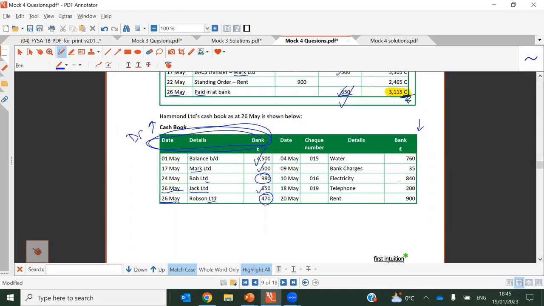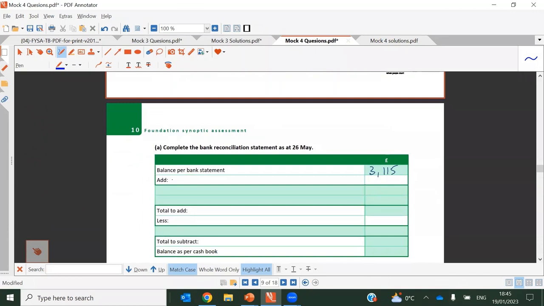And we call those our outstanding lodgements. So we're going to add, and you wouldn't need to type this in the exam, but this is what they are, these outstanding lodgements of Bob Limited, £980, and Robinson Limited of £470. So in total, I'm recognising £1,450 more in my cash book than they currently are in the bank.